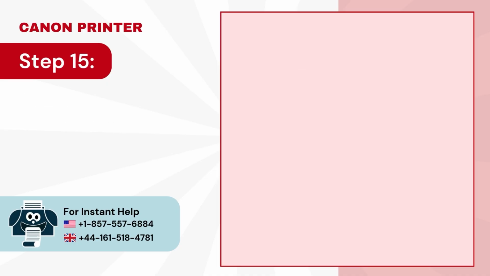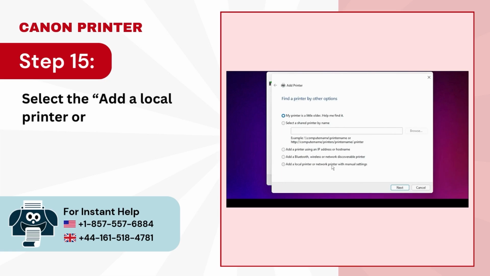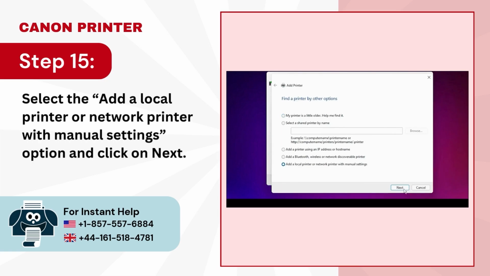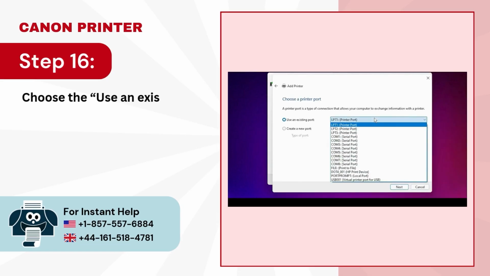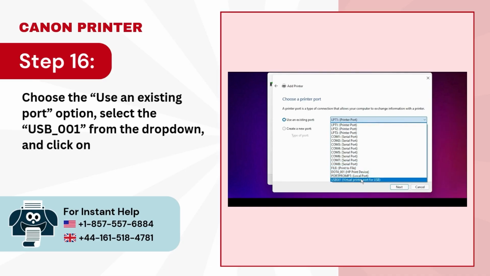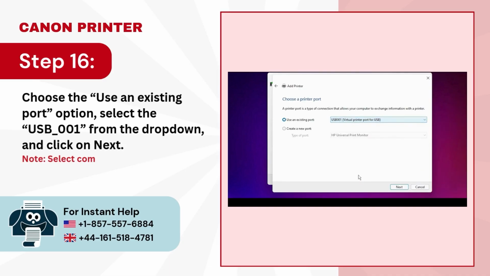Step 15. Select the Add a local printer or network printer with manual settings option and click on Next. Step 16. Choose the Use an existing port option. Select the USB_001 from the drop-down and click on Next. Note, select COM4_001 or any Canon port option if the USB option is unavailable.